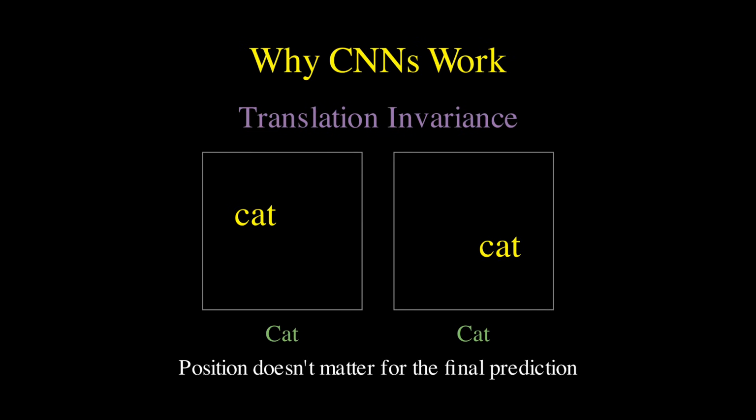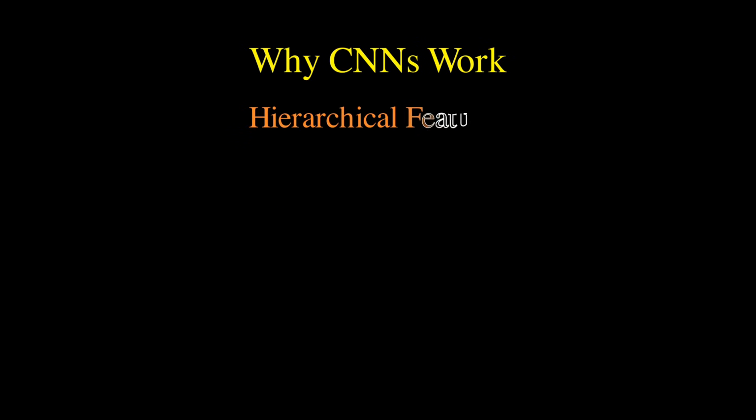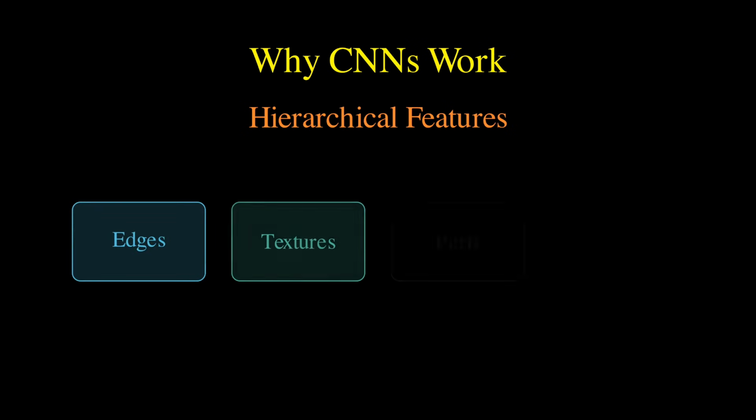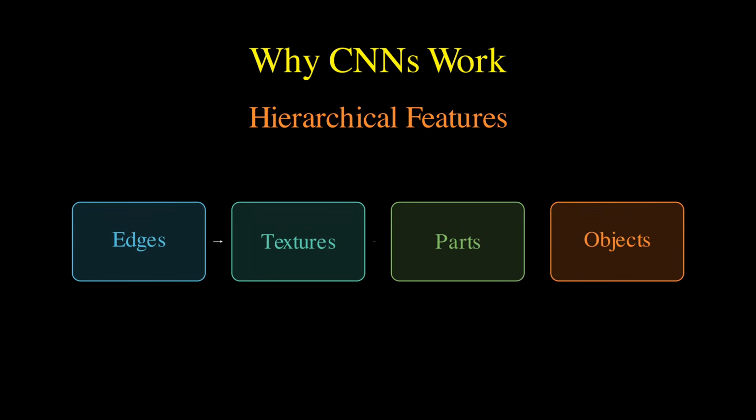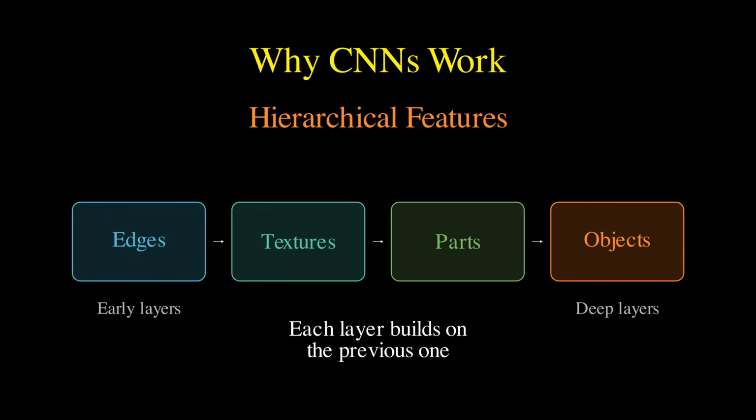And finally, hierarchical feature composition. Early layers detect simple features like edges and gradients. The next layers combine those edges into textures and simple shapes. Deeper layers compose those into recognizable parts, an eye, a wheel, a leaf. And the deepest layers combine parts into whole objects. Each layer builds on what the previous one learned, creating an increasingly abstract and powerful representation.